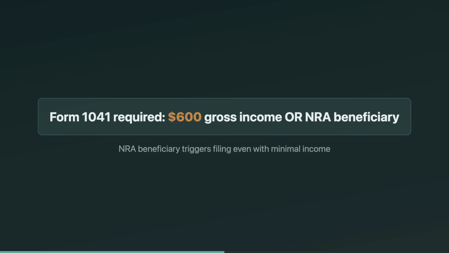On the EA exam, that non-resident alien beneficiary fact is the trap. People ignore it because the income is under $600.